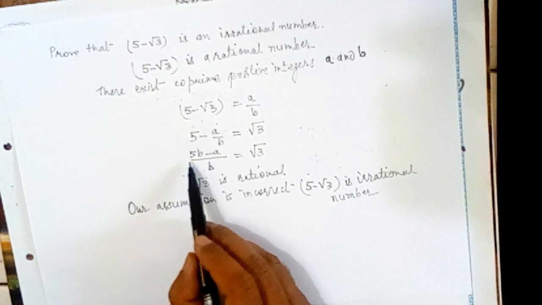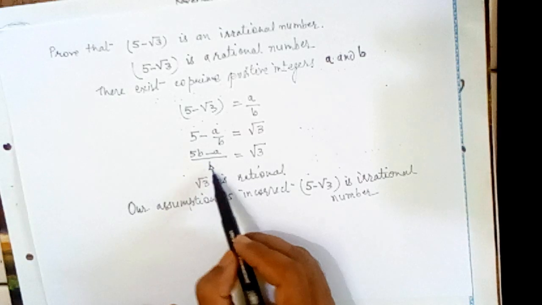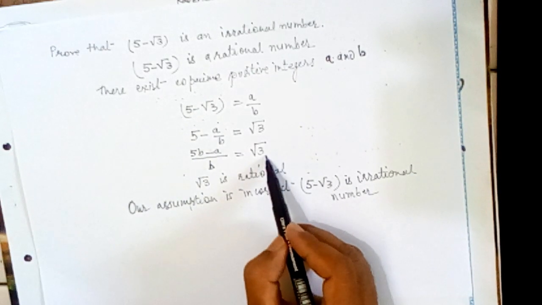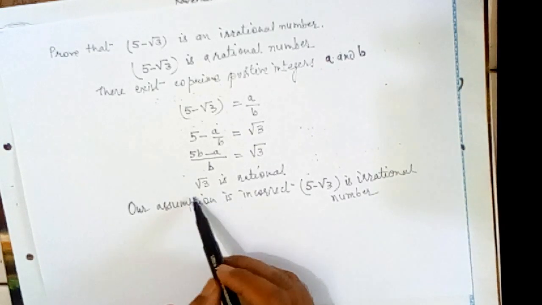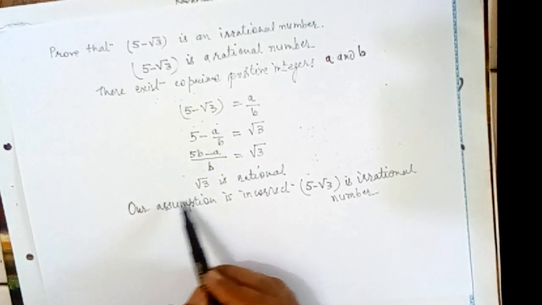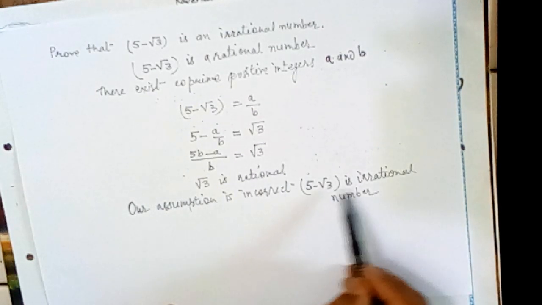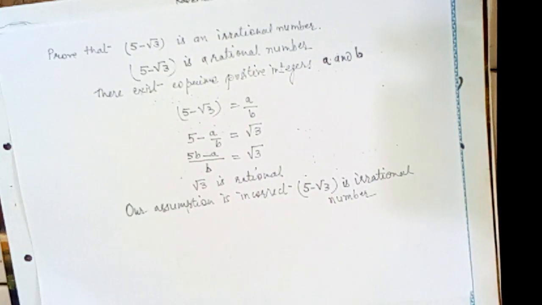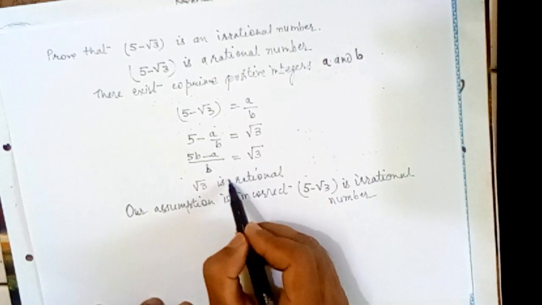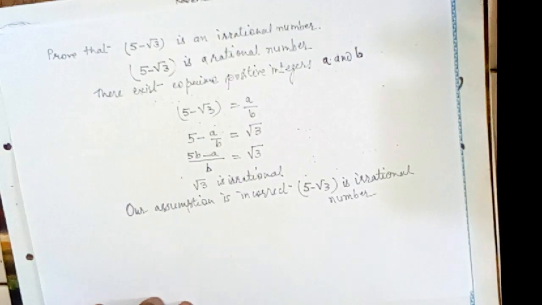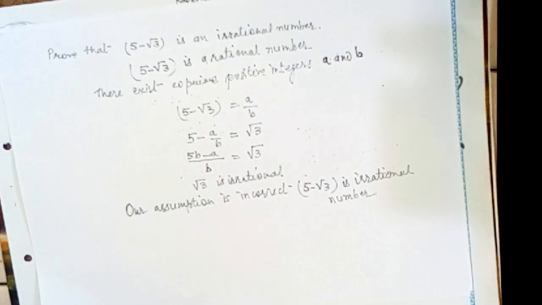Now see what we have got: 5B minus A upon B is equal to root 3, and root 3 is an irrational number. So our assumption is incorrect, and 5 minus root 3 is irrational. Root 3 is irrational.